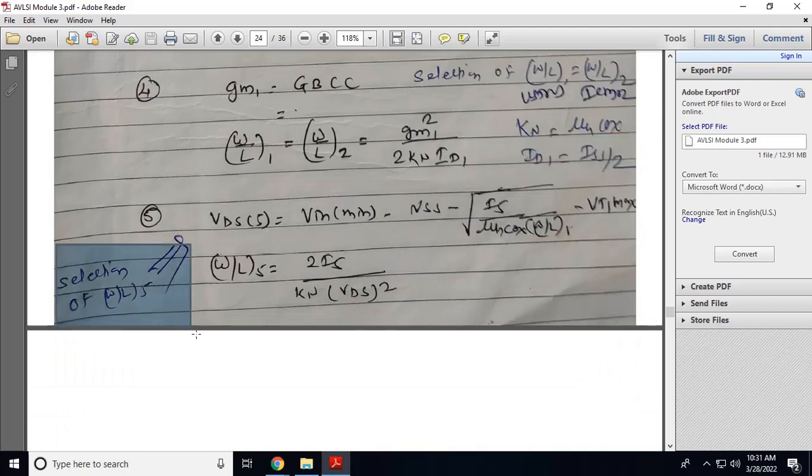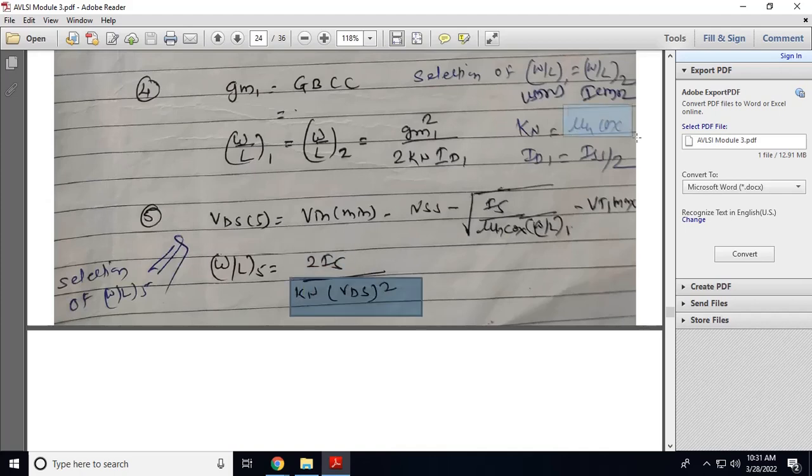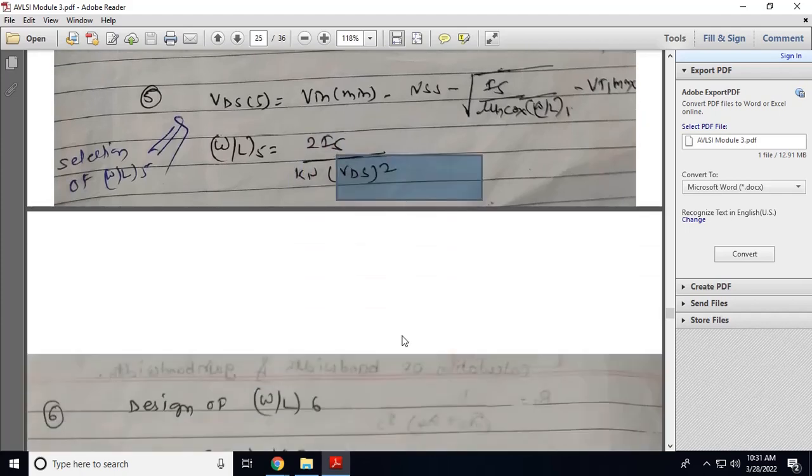Step number 5 is the selection of size of 5. First we will calculate the drain to source voltage for transistor 5, that is equal to Vin minimum, which is given in the problem, minus VSS minus the square root of I5 divided by μnCox W by L1, minus Vt max. Once you get VDS 5, you can calculate the size of 5, that is equal to 2 times I5 divided by Kn, where Kn is μnCox, times VDS squared.